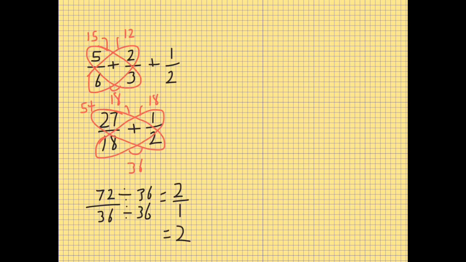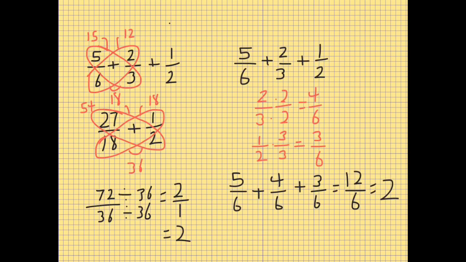Again, good solid fraction understanding can help a lot. If we use the butterfly method to add these three fractions, we have to use it twice and get some relatively large numerators and denominators. If we use fraction equivalence instead, we have nice small numbers and a much easier path.